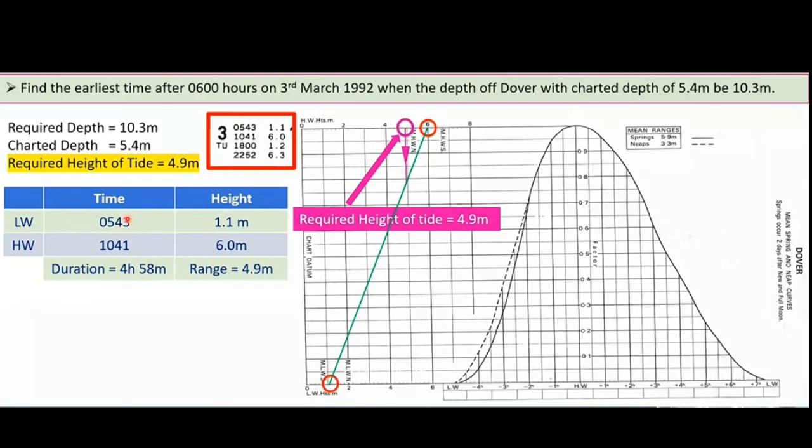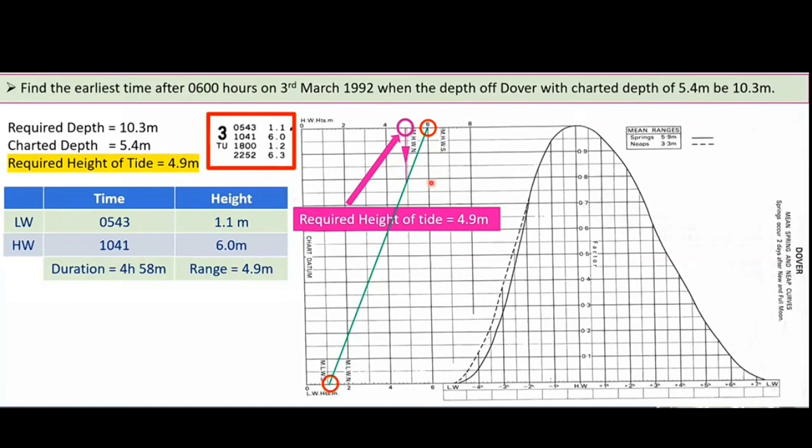Now we can see it's a flood tide. Why? Because 0543 was low water. High water is 1041, so it's flood tide. So the height of tide when it is 4.9 meters shall be a time before high water.